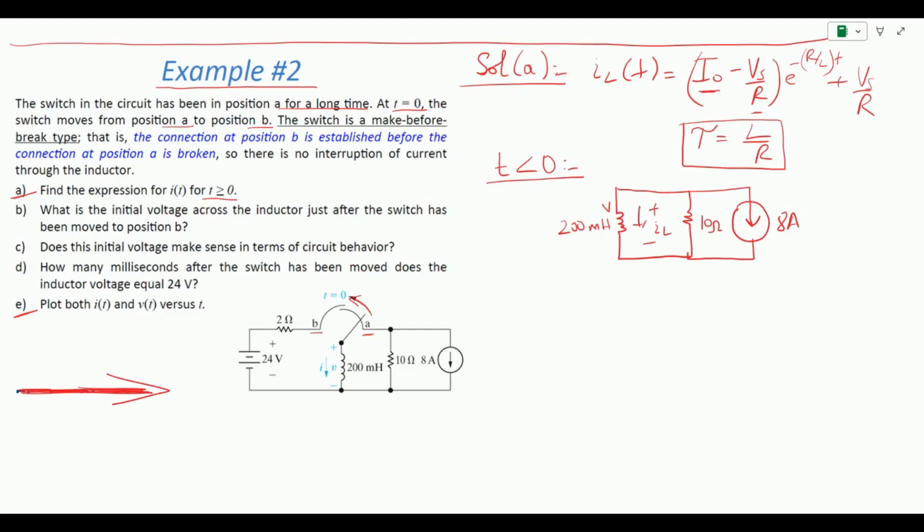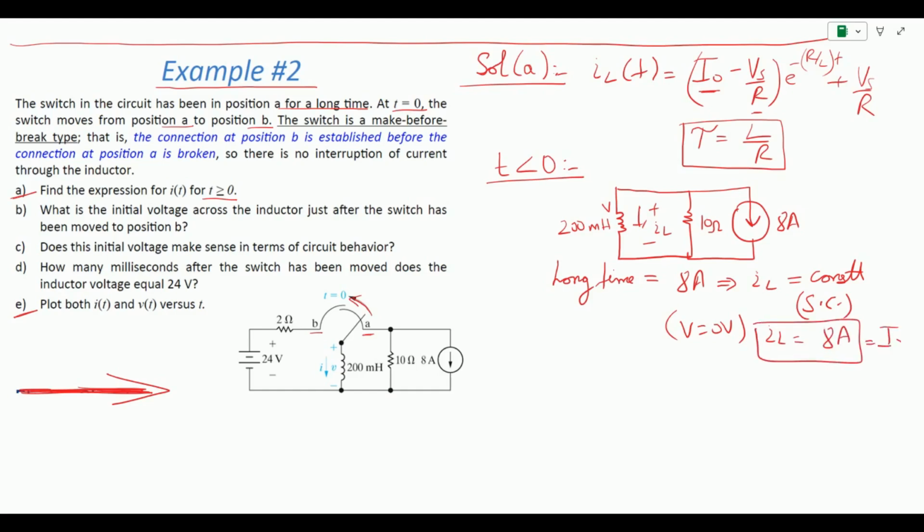When the time is less than 0, we know that the switch has been closed for a longer time. So when the current source is being applied for a long time, all of this 8 ampere current will appear across the inductor, and since it's a constant source, the inductor is going to act as a short circuit, where the voltage will be 0 and the inductor will have the maximum value of 8 amperes of current, which we are calling I0.